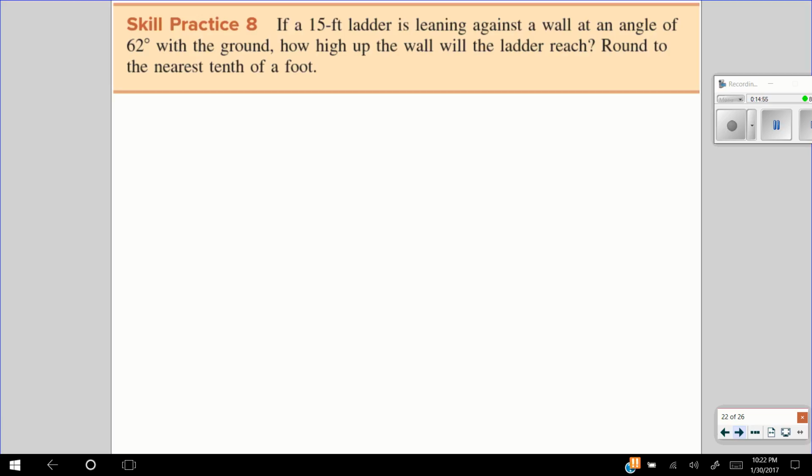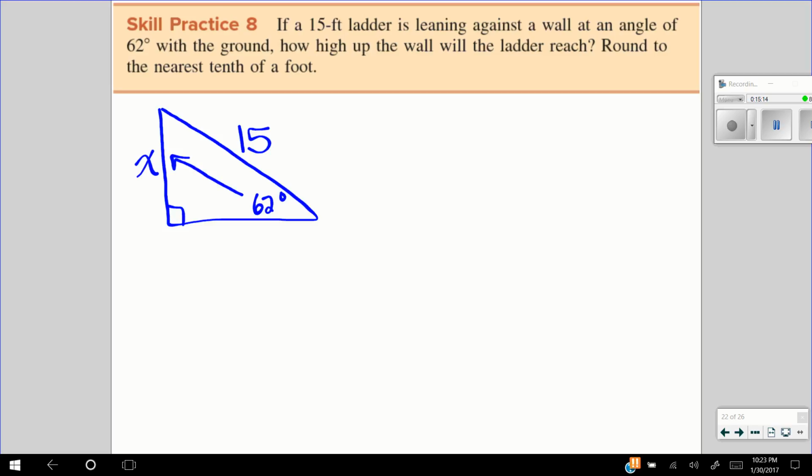A 15-foot ladder is leaning against a wall. Okay, here's my ladder. At an angle of 62 degrees with the ground. How high up the wall will the ladder reach? Pretty straightforward. So this is the opposite side, and we have the hypotenuse. So that means sine of 62 equals opposite over hypotenuse.